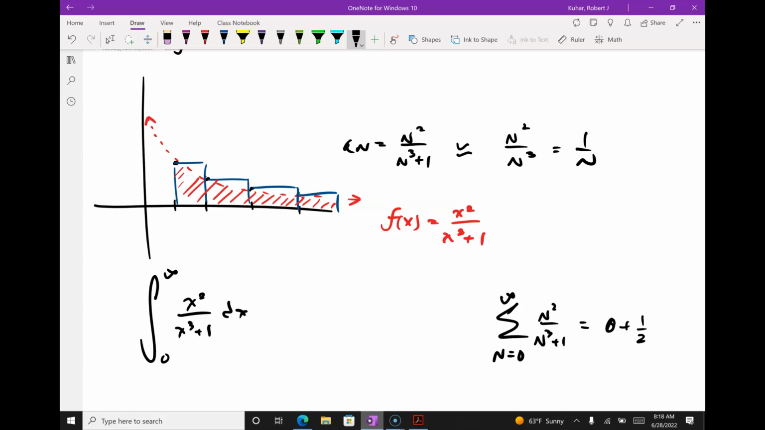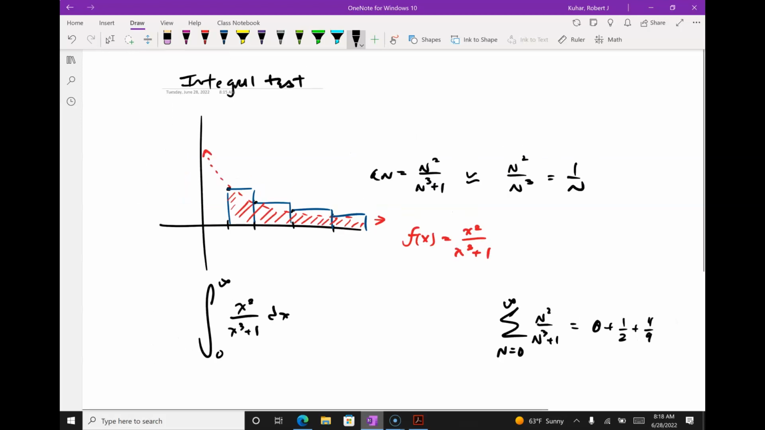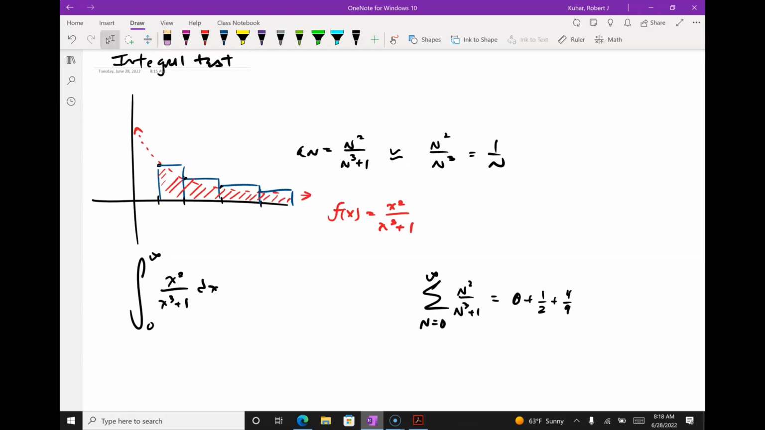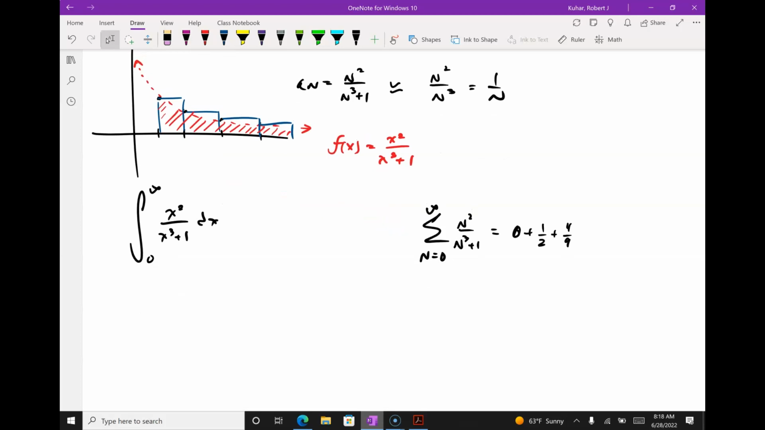One half? Yep, and then the very next one, when I get 2, it's what? 4/9, right? So I want to make sure this thing is decreasing after a finite number of terms. And the easiest way to do that, of course, is to find the derivative, right? In order to use the integral test, I need all but a finite number of terms to be positive, and I need the function to eventually just be decreasing.